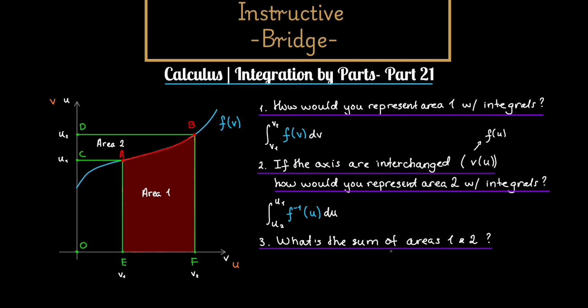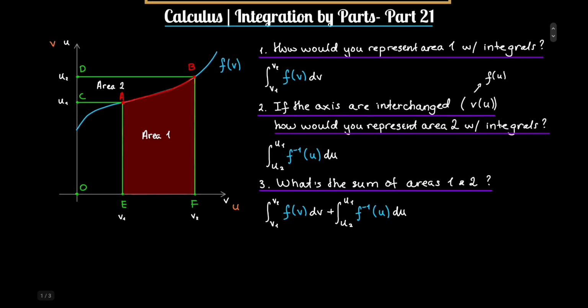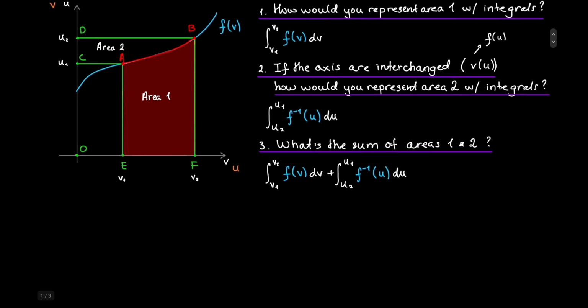Now they ask, what is the sum of the areas 1 and 2? Well, that's not hard. All you have to do is take the integral for area 1 and add the integral for area 2. Okay, so now that these first 3 questions have been answered, let's move further to the next 3 questions.